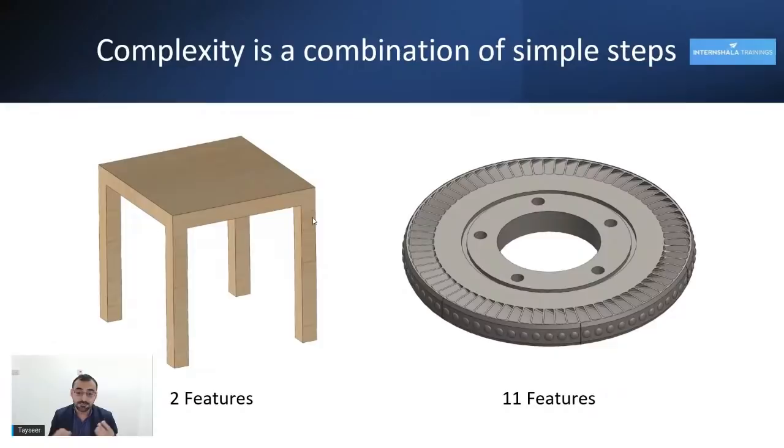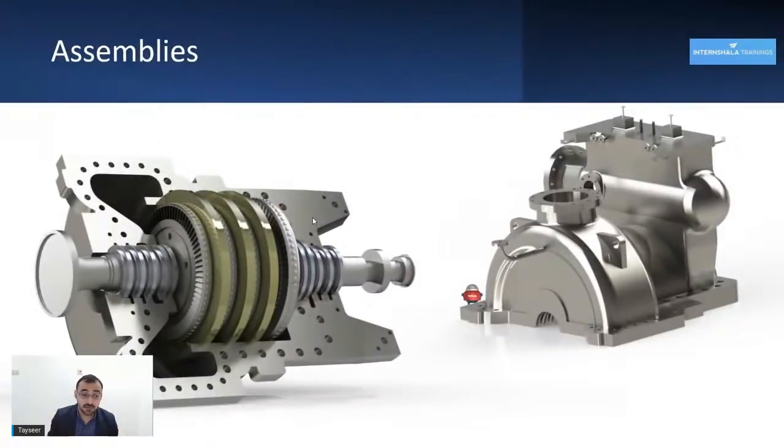However, it's only simple steps done multiple times. So this rotor was done with 11 different features, 11 simple features, just like we did in our table. So that's your way of understanding complexity when it comes to how you design a 3D model of a certain type. Now, if you want to make something even more complex, you can have an assembly.